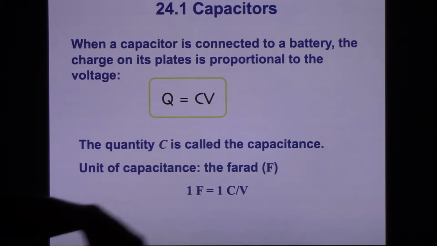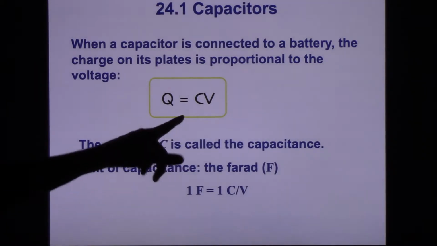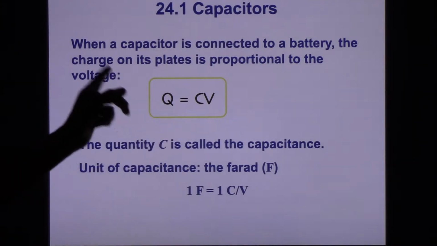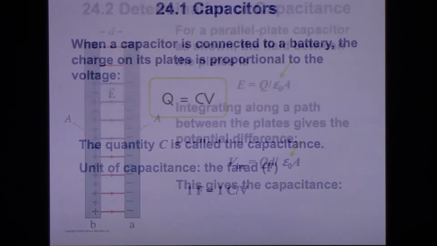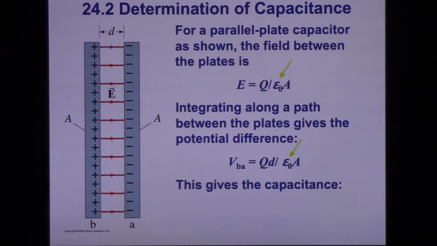A farad is 1 coulomb per volt. And that's what the equation is going to look like. And it's got a yellow thing around it. It's got a little yellow box that it's in. Because that's an equation we're going to come back to over and over and over.